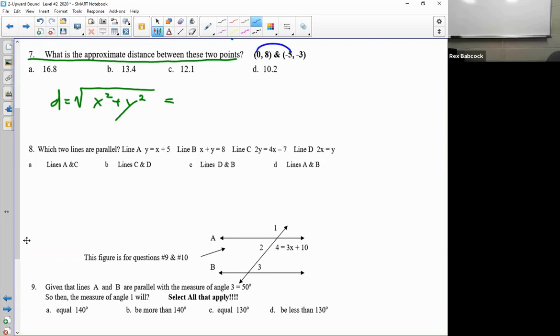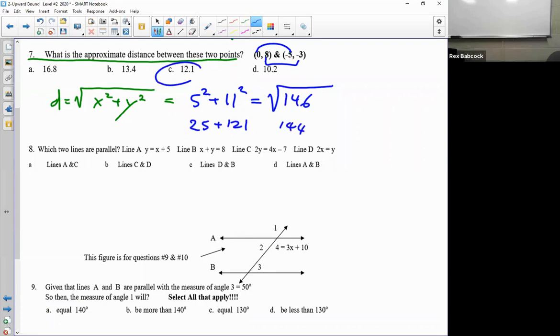From 0 to negative 5 is 5. From 8 to negative 3 is 11. That's 25 plus 121. And so I have the square root of 146. 144 is a perfect square, 12. The only one that makes sense is C. And if I wasn't sure, I'd get the calculator out and try the square root of 146. It's got to be C. C is the closest answer.